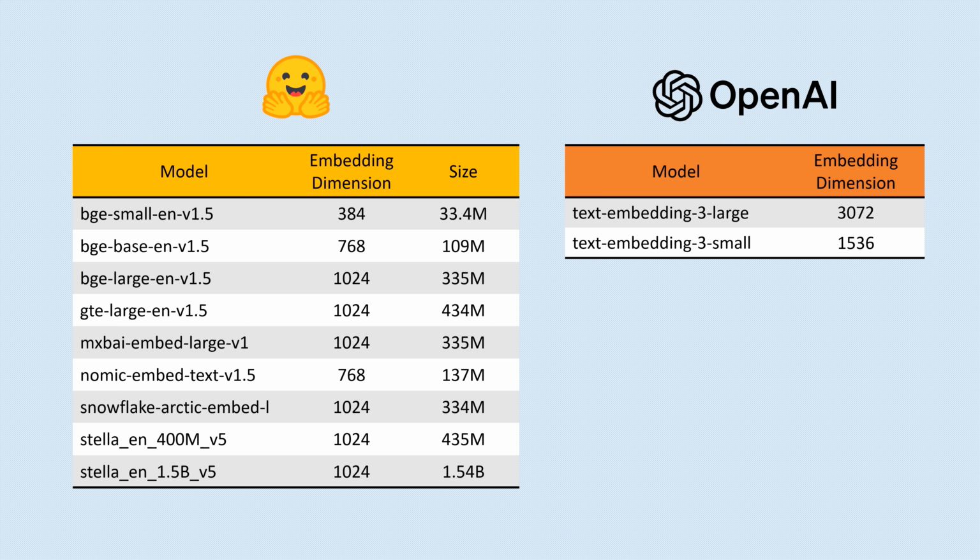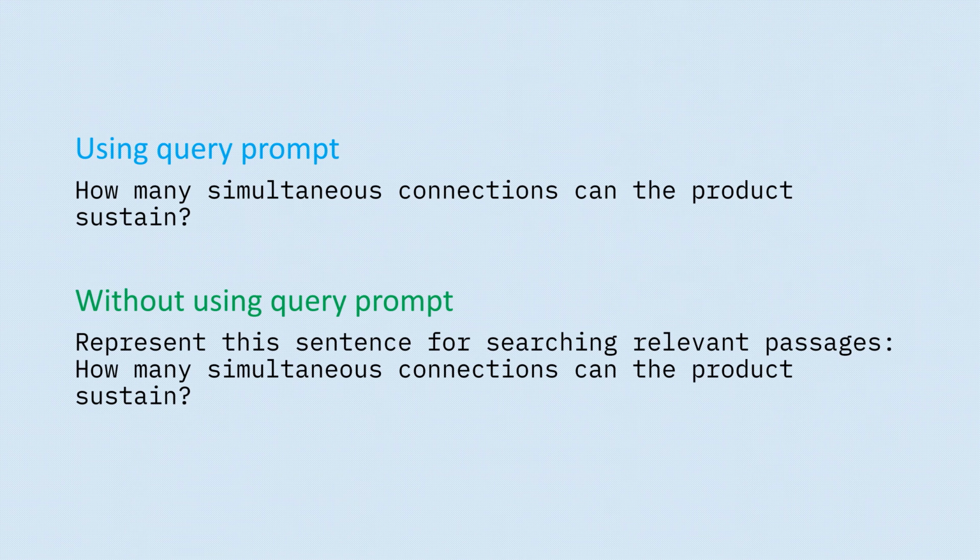OpenAI's embedding models, just like the line of LLMs, are considered state-of-the-art. So, we'll be comparing the embedding model's output with that of OpenAI's text-embedding-3-large and text-embedding-3-small. Most of the embedding models that we are comparing require usage of query prompts on retrieval. So, we'll also compare the effect of using or not using the query prompts.